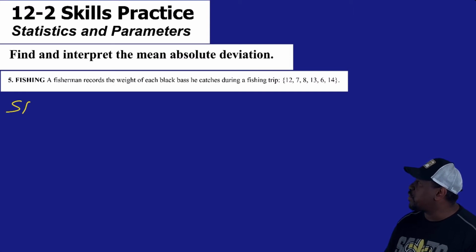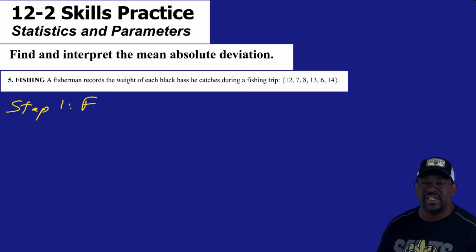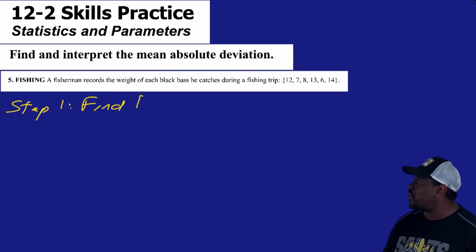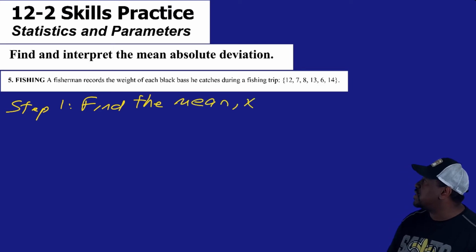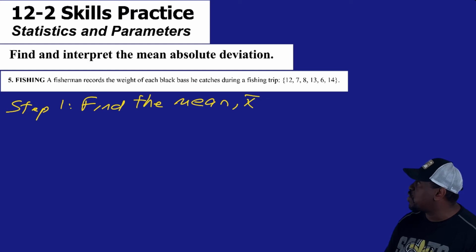So now we're doing a different problem. Find and interpret the mean absolute deviation. So we get to learn a new type of statistic term here. And we have different steps of finding it. So the problem we're doing is a fisherman records the weight of each black bass he catches, and these are the 6 weights.